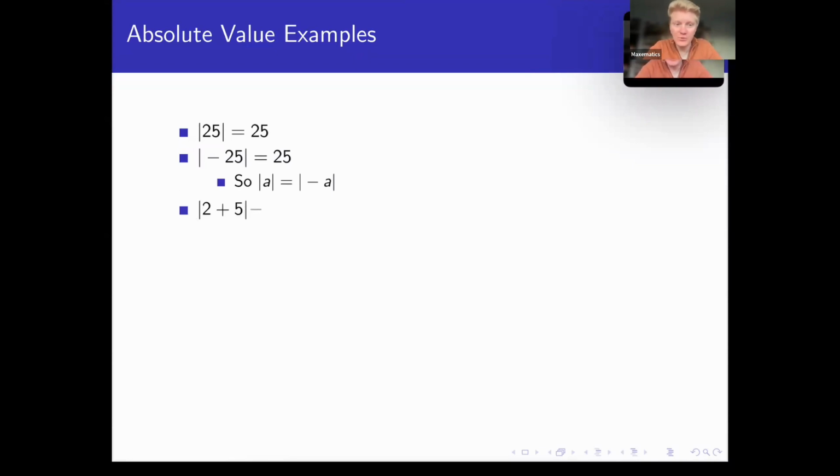Absolute value of 2 plus 5. Do not split this up. We said on the previous slide we can't split up addition and subtraction. However, what we can do is simplify the inside first. 2 plus 5 is 7. So the absolute value of 7 is 7.